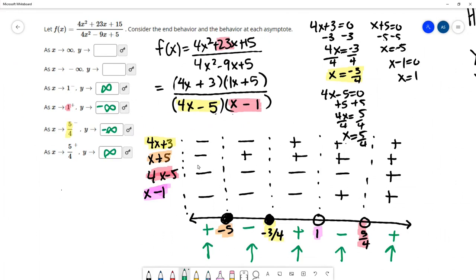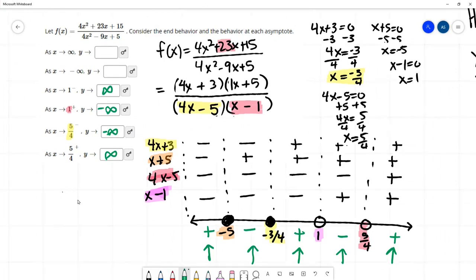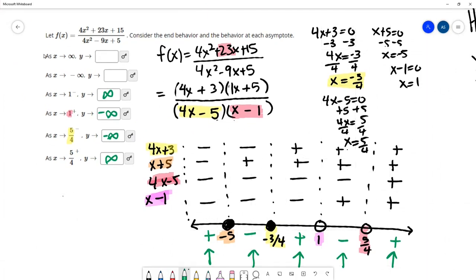So this is building a sign chart. This is one way to build a sign chart. Other ways are to pick test points in each interval and substitute it into the function. So then our other two sections here, as x approaches infinity and x approaches negative infinity, we refer to this as our end behavior and also our horizontal asymptote.